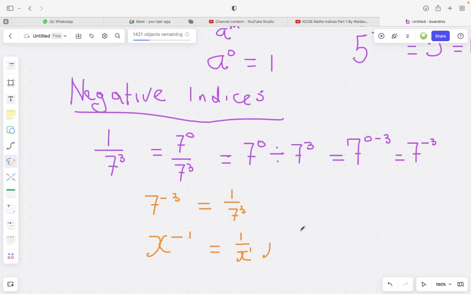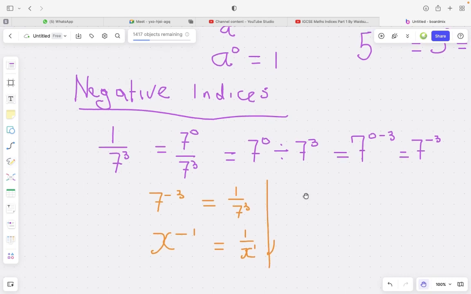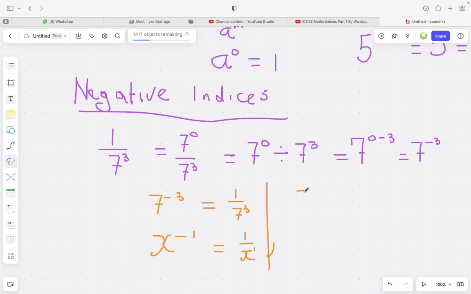Now if we say x to the power of negative 2, what will it become? How will you write this for negative indices? These are called negative indices because they have negative numbers in their power. That's why they are called negative indices.